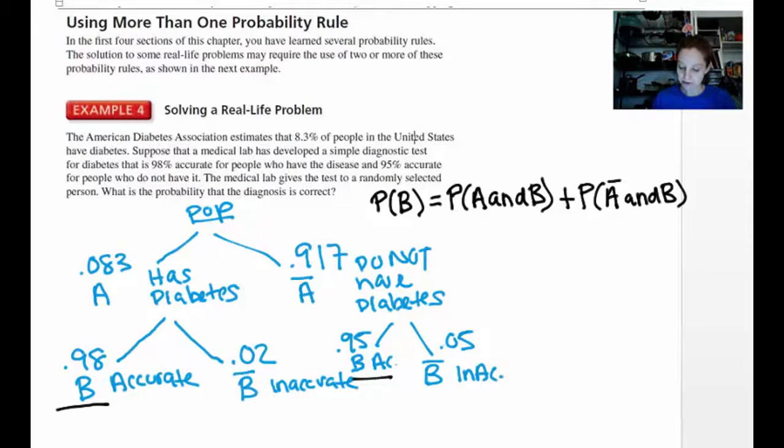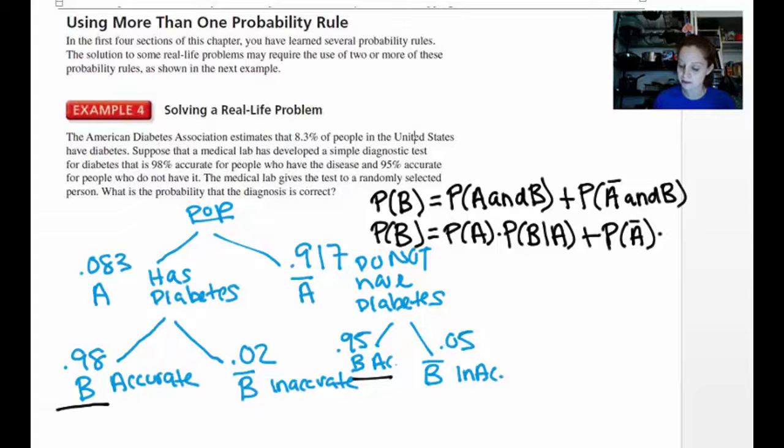And so on our next level, the probability of B is to find the probability of an AND event. You find the probability of the first times the probability of the second, B, given that the first has happened. We'll add that to the probability of the complement of A times the probability of B given the complement of A. Now I can fill in all the numbers.